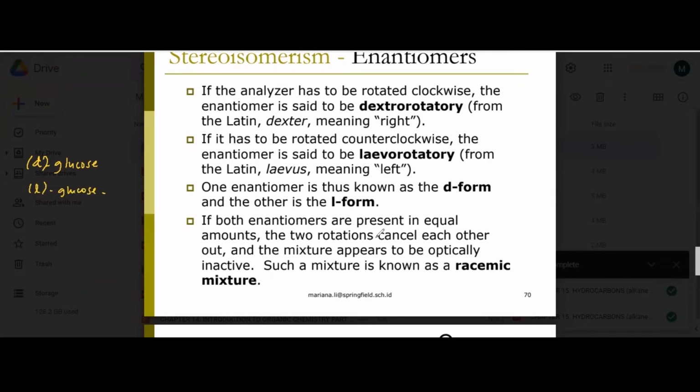But if both enantiomers are present in equal amounts, they will cancel the rotation, because 50% will rotate clockwise and 50% rotate counterclockwise. In this case, the mixture appears to be optically inactive. Such a mixture is known as a racemic mixture. Once again, what is a racemic mixture? A racemic mixture is a solution that consists of 50% dextro-rotatory isomer and 50% levo-rotatory isomer. So it is optically inactive.